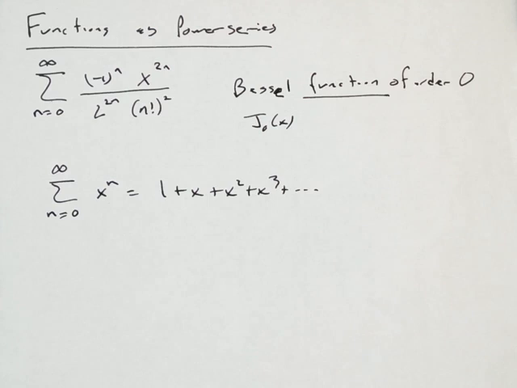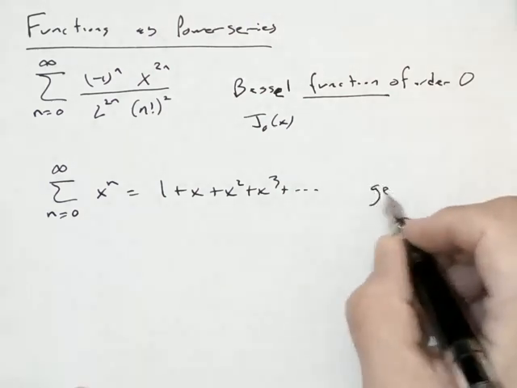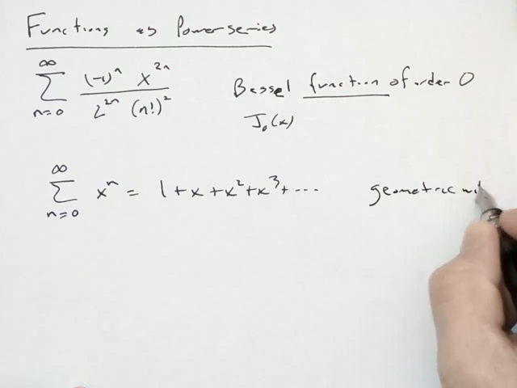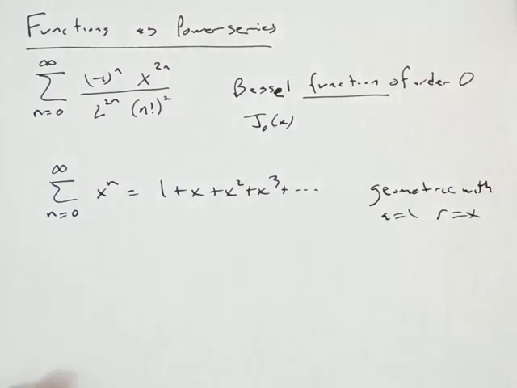Make that a p-series? The only way it's a p-series is if it's 1 over x to a power. Geometric. Aha, that's geometric. As a matter of fact, it's geometric with a equal to 1 and r equal to x. Okay, wait a minute. Geometric series have well-defined sums inside their interval of convergence. What's the sum and what's the interval for this one?